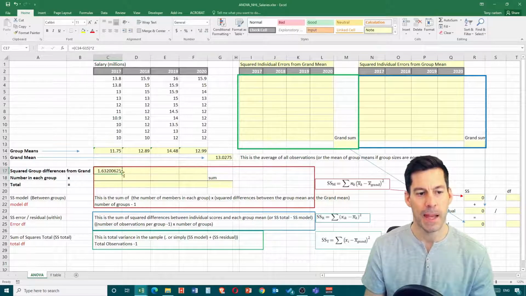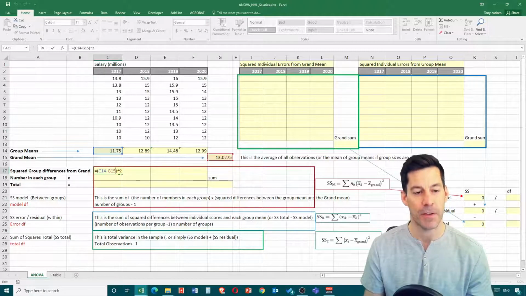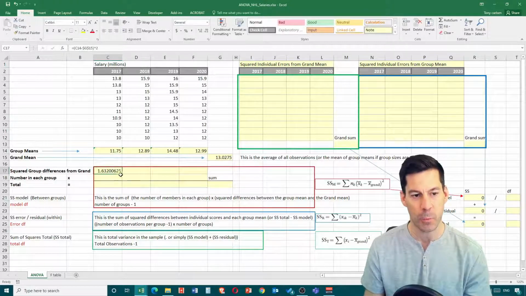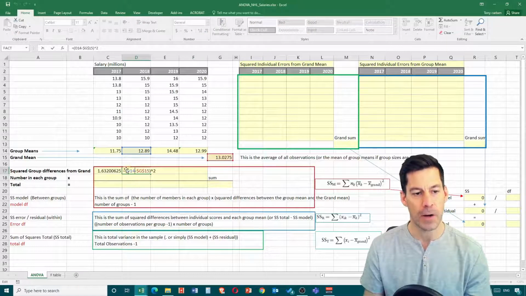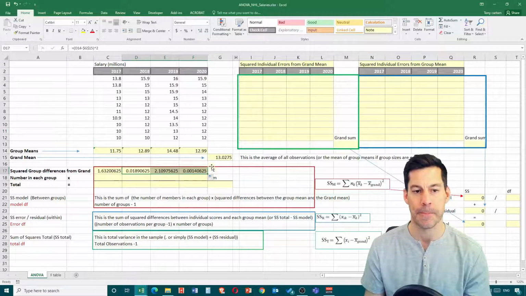There we go. Now, in order for me to be able to drag this across, I need to make this an absolute reference to G15, so it doesn't change when I move it. I can do that by pressing F4. We can see it puts little dollar signs in front of that, which means when I drag this over, the first part of this equation drags over with me, but the second part stays put. That's what I need. So I can just drag that up. Now I've got my group differences from the mean.